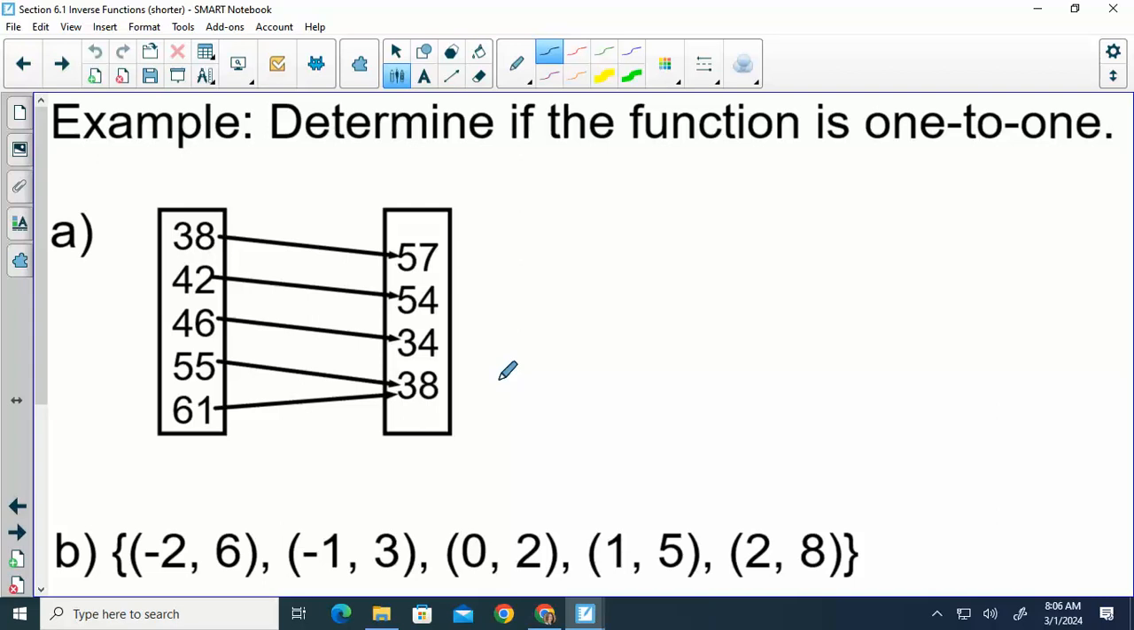Second question, is it one-to-one? No, because if I look at my y's, 38 repeats. You can write it out in words, or I usually do just a 1-1, and my reason is the 38 repeats. We get the same y value with two different x's.